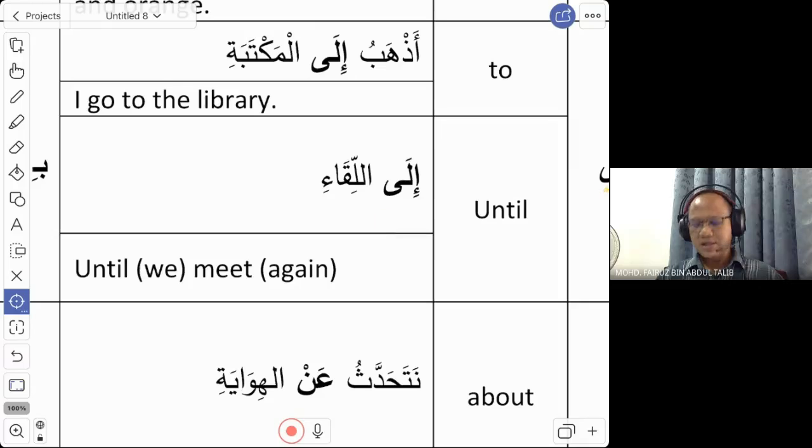So ila, literally it means until, and liqa, literally it means meeting. So until meeting. But of course we don't say until meeting. The translation for ila al-liqa is until we meet again, until the next meeting. So that is ila al-liqa. Okay, so ila here is translated as until. Naam. All right.